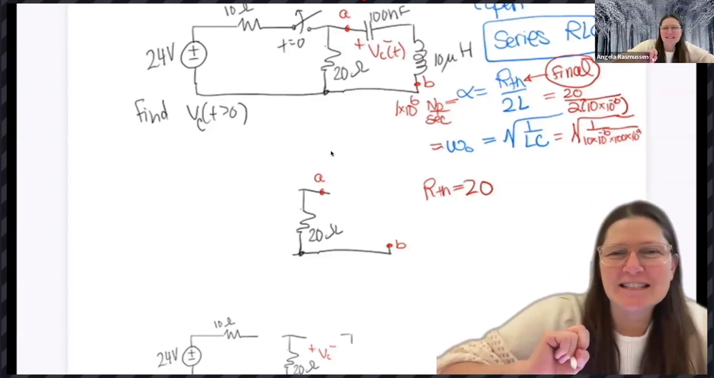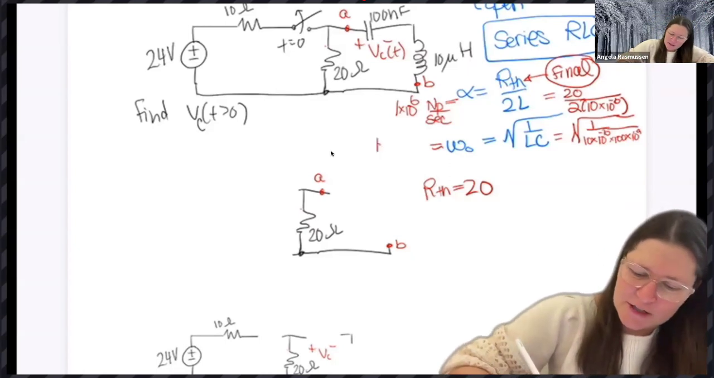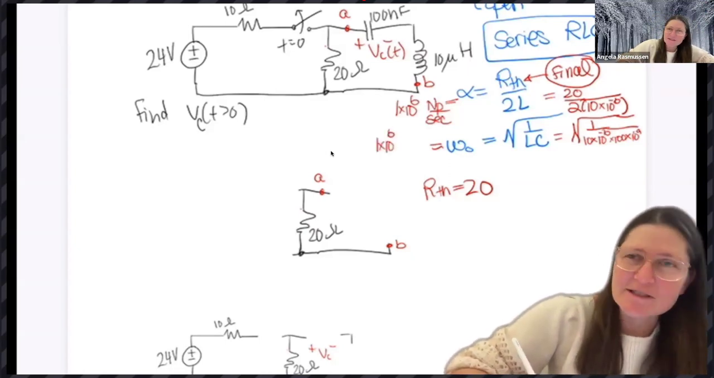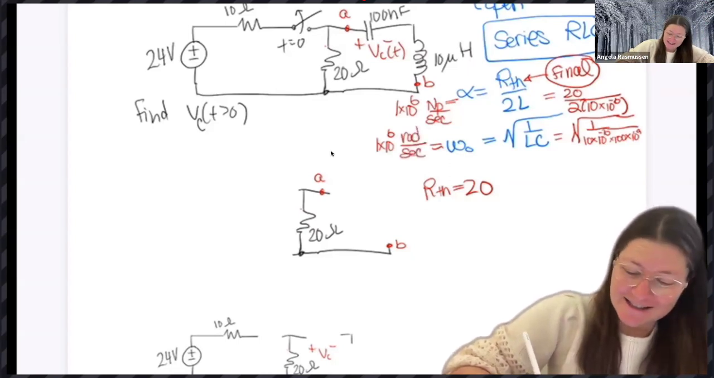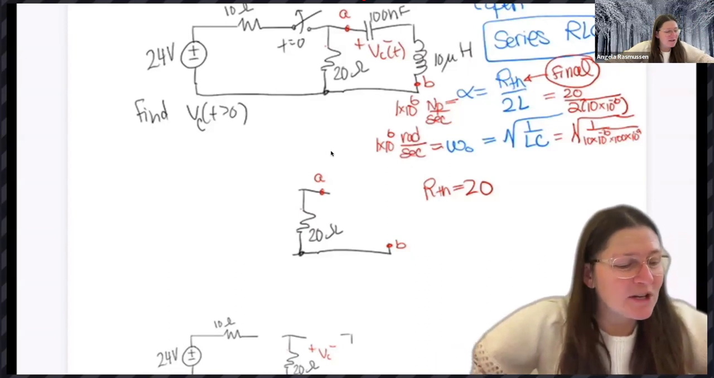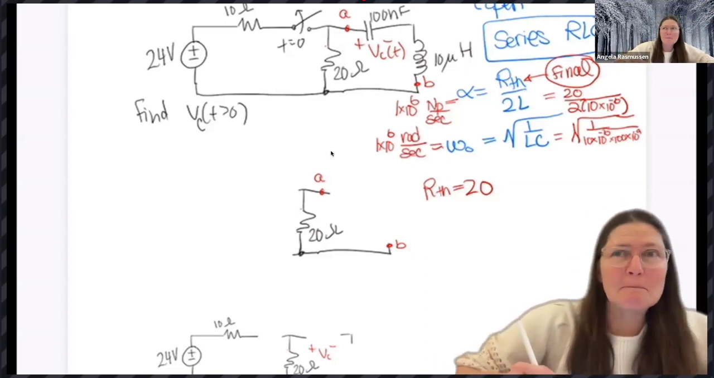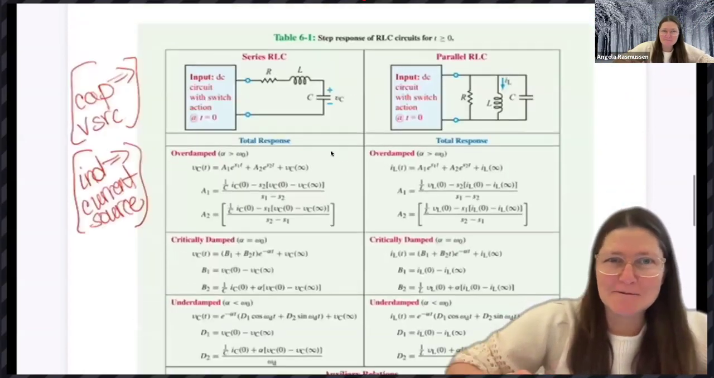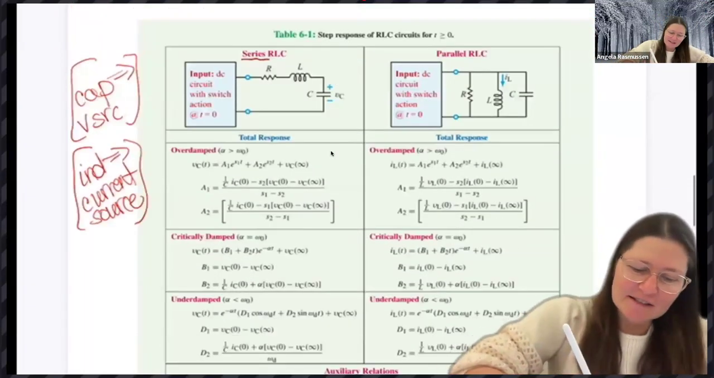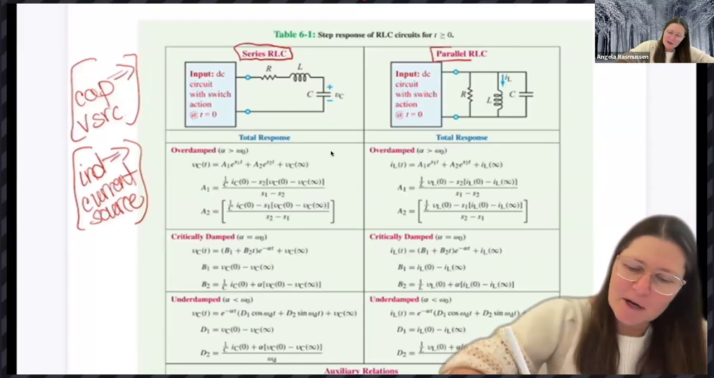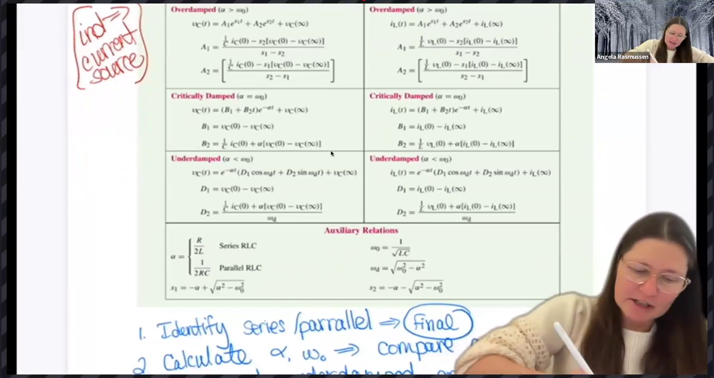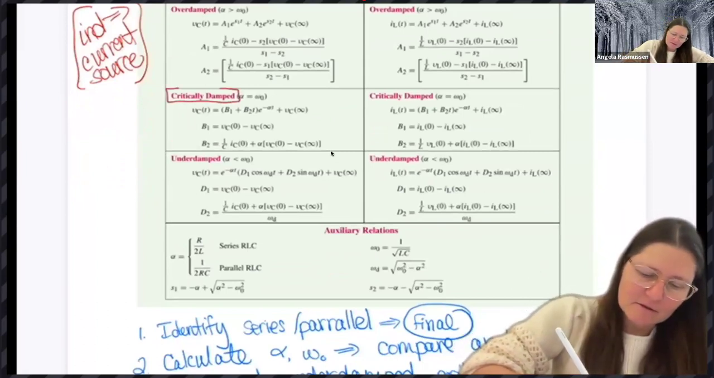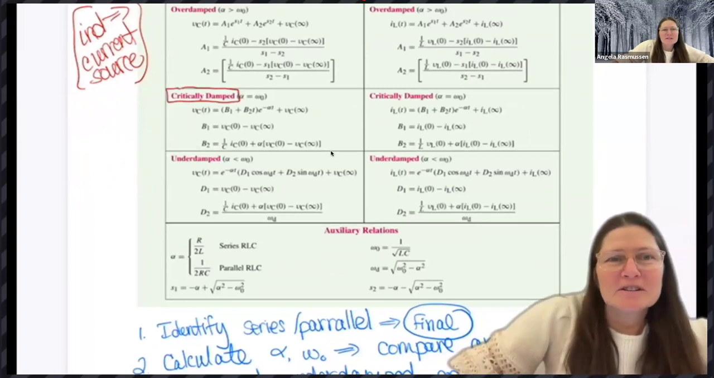So Nepers per second, and then omega naught is also 1 times 10 to the 6. And what are its units? Radians per second. There you go. So what is this one going to be? We go back up to the table. On this side is series, and this side is our parallel. So series, and we are, what did I say? Critically damped here. Or we're equal, so we're critically damped.